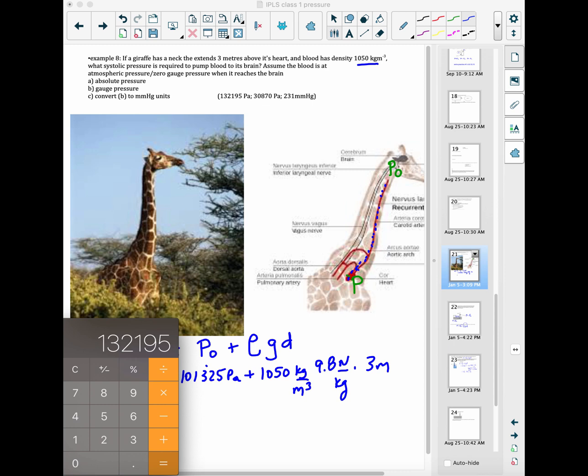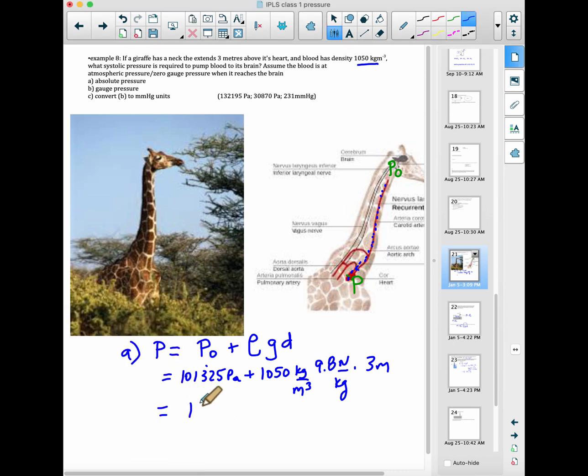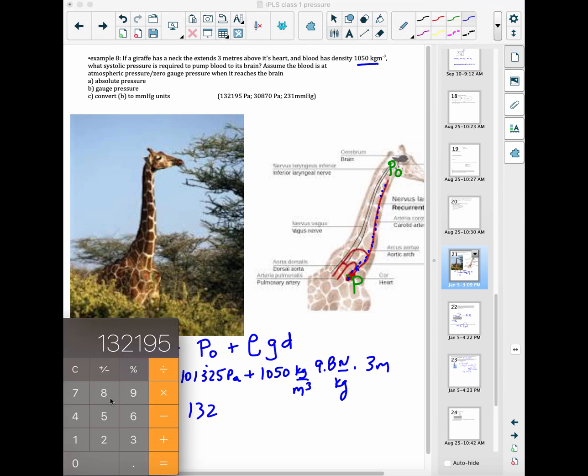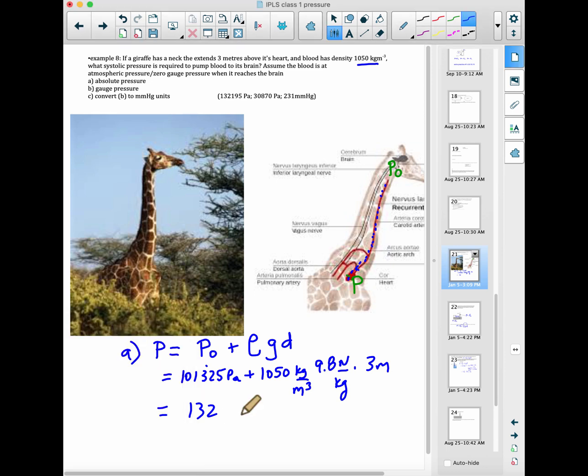Okay, so there it was 132,195, is that right? Yeah, okay, 132,195. Now, in terms of units, if we look over here, you'll see the kilograms cancel, and then one of the newtons cancels. So this is a newton per meter squared, so that is a pascal. So we have pascals and pascals, so we can just add them together to get the total blood pressure. So that's how much pressure we need to have in the giraffe's heart to push blood up that high.